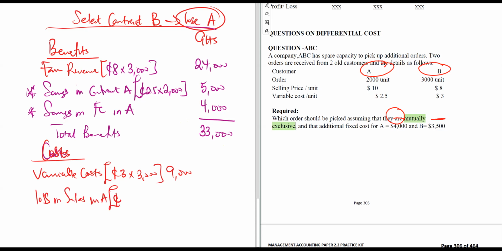So I'm going to lose what? 10 CDs by the 2,000, which is how much? 20,000. Is that all that I'm going to lose? And then I'm going to incur fixed costs in B, right? So you see, I'm putting all the costs together, and the fixed cost was 3,500. So let's put all the costs together.